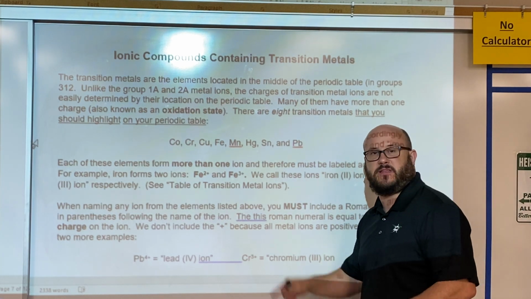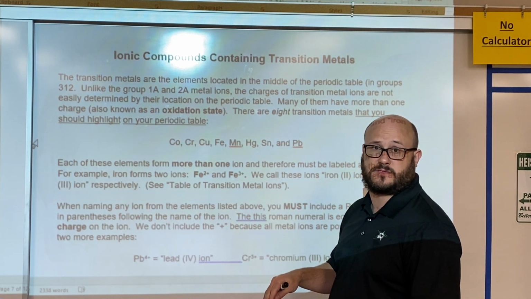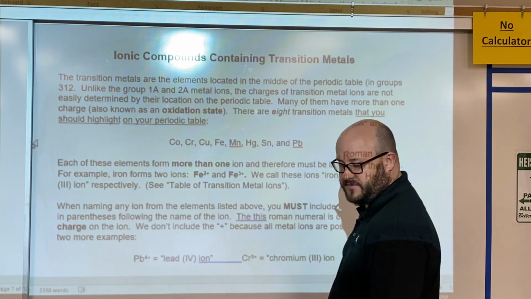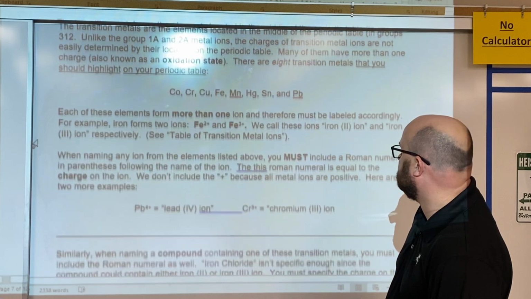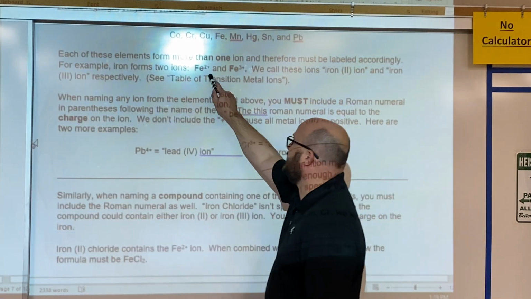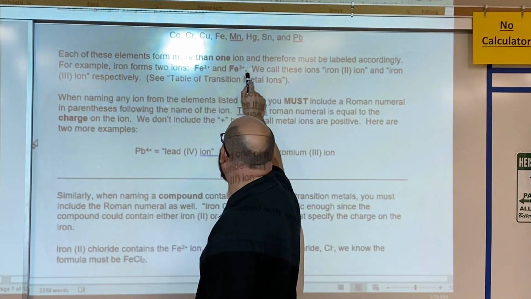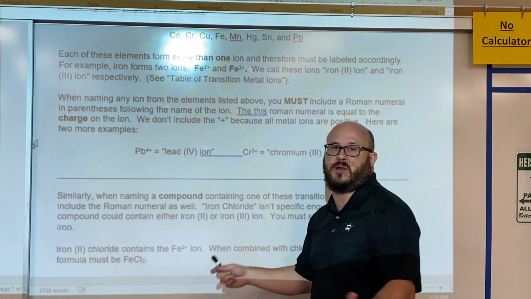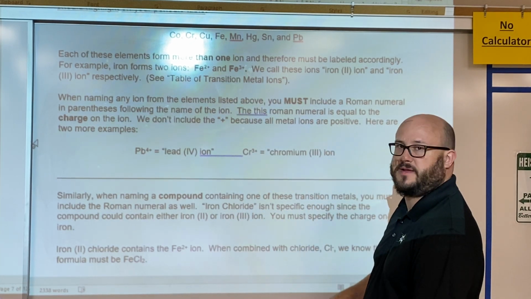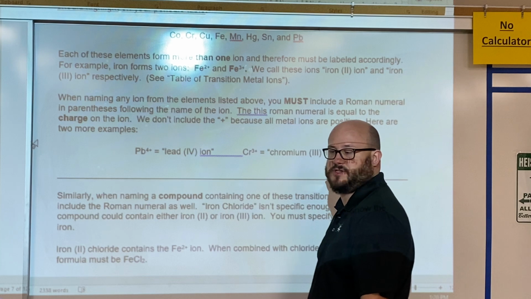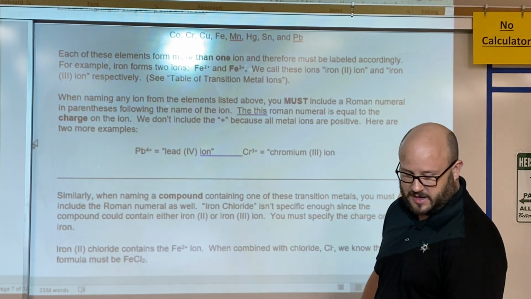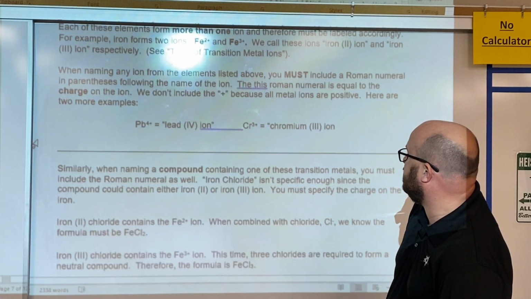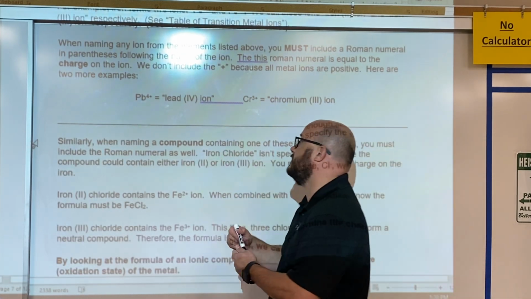The difference between these and regular metals is that you have to specify what their oxidation number is. Because sometimes iron likes to be a 2+. Sometimes iron likes to be a 3+, and there's no way to predict that. We have to be told what the oxidation number is in order to correctly write the formula. So how it's going to be told to you is through Roman numerals.